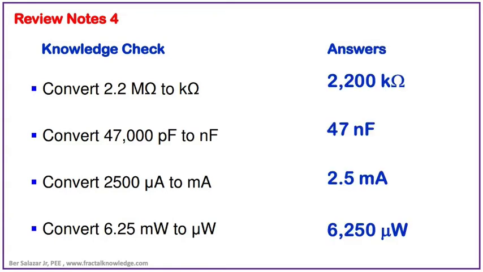Okay, here's the answer. 2.2 mega ohms is 2,200 kilo ohms. 47,000 picofarad is 47 nanofarad. 2,500 microamp is 2.5 milliamp. 6.25 megawatt is 6,250,000 microwatts. I hope you got it right. You can practice it by taking the exam in our RME automatic question available in the Moodle app.